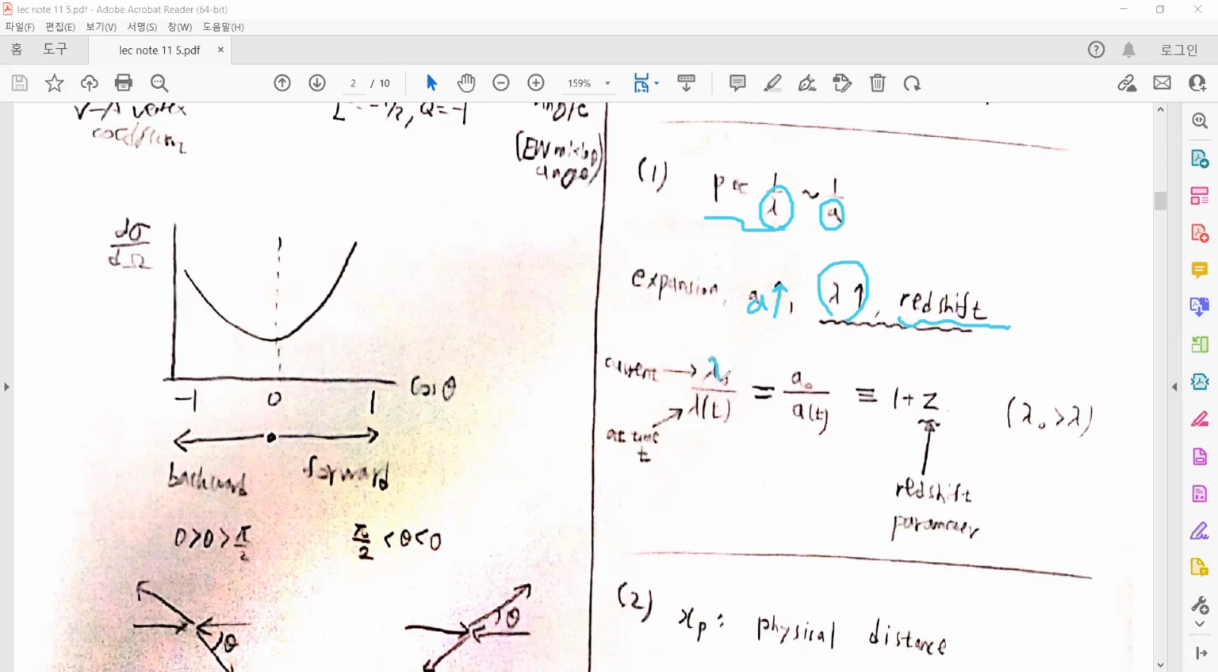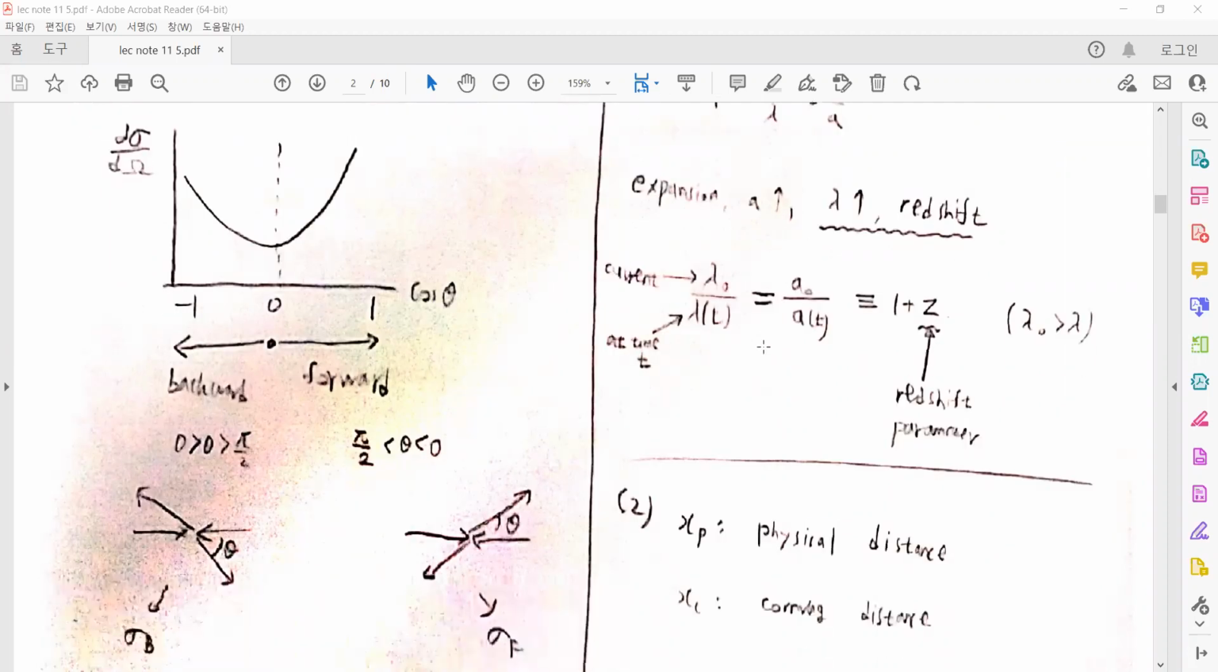So let's set the wavelength at the emission as lambda zero, and at time t as lambda t. Then by the proportionality between the wavelength and the scale factor, it is reduced to a0 over a(t), and we define the redshift parameter 1 plus z. It is called the redshift parameter because lambda zero will be the more increased quantity compared with the wavelength at t. So the redshift parameter z is frequently used in cosmology to express a specific time instead of the time parameter t.